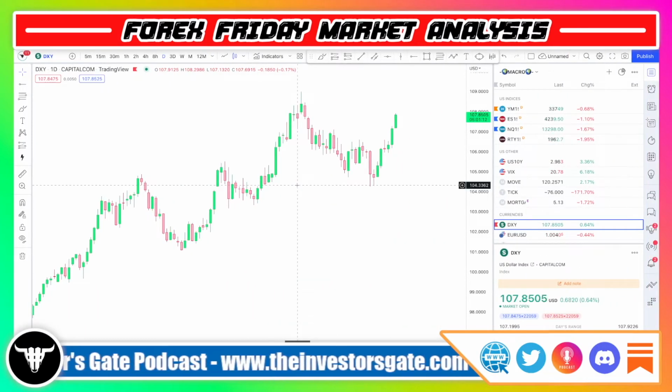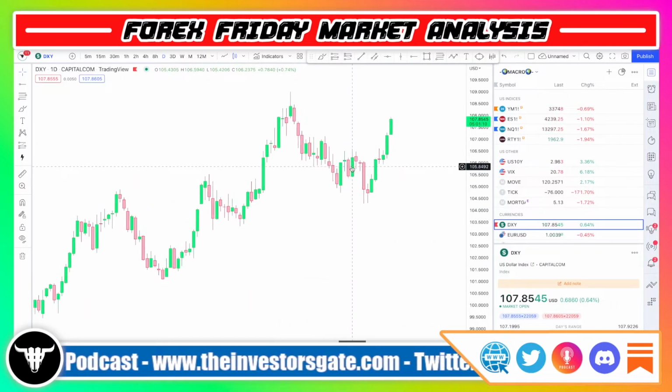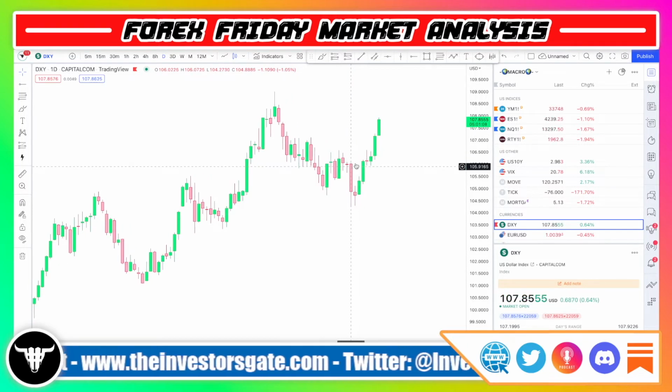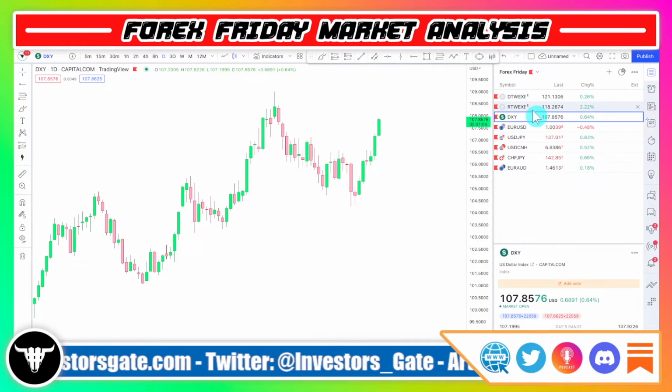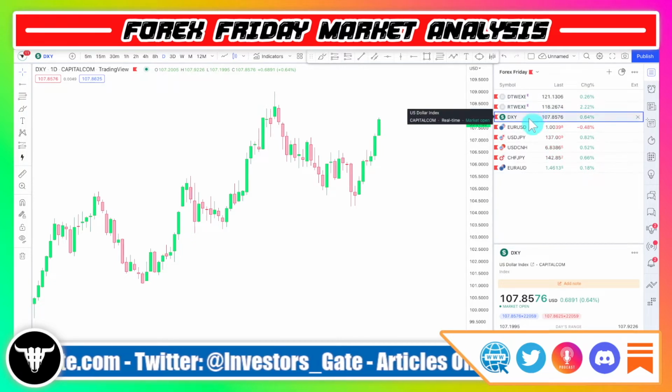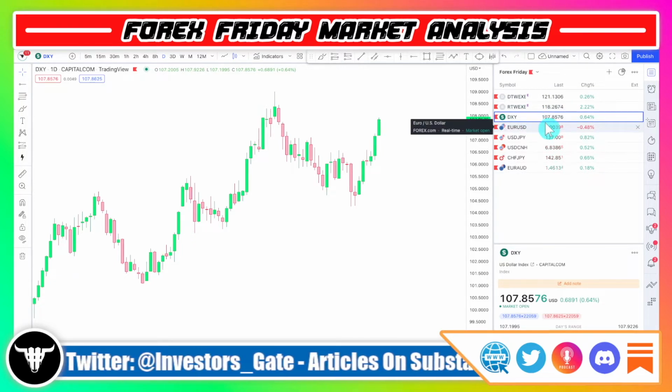So I wanted to start things off talking about the DXY, but I also wanted to bring up an important point about the DXY. I've talked about this a lot before, and that is the weightings. So DXY is basically a proxy for the euro. Say what? It's like 55 to 60% of the weighting. So if you're looking at the DXY, you might as well be looking at the euro. And then the next most important one is the yen, which is like, I don't know, call it 10% or something.